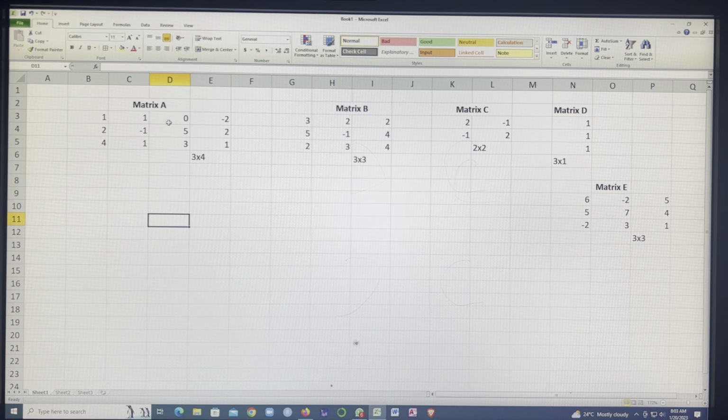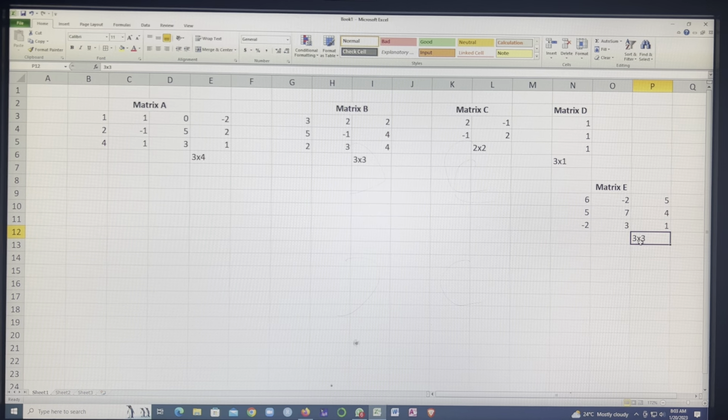So now I entered these five matrices already. I pre-entered them. This first matrix A is a 3 by 4 matrix, 3 rows, 4 columns. This is a 3 by 3, 3 rows, 3 columns. This is a 2 by 2, 2 rows, 2 columns. This is a 3 by 1, so 3 rows, 1 column. And this is a 3 by 3 matrix.